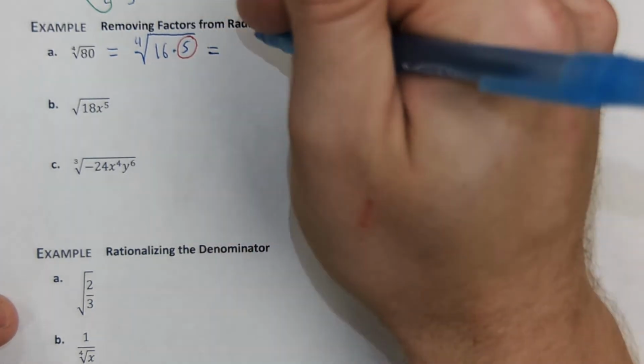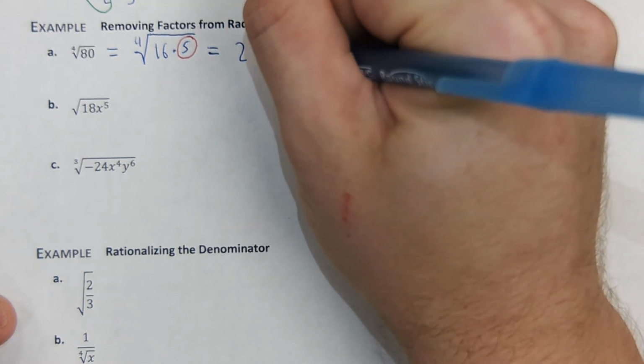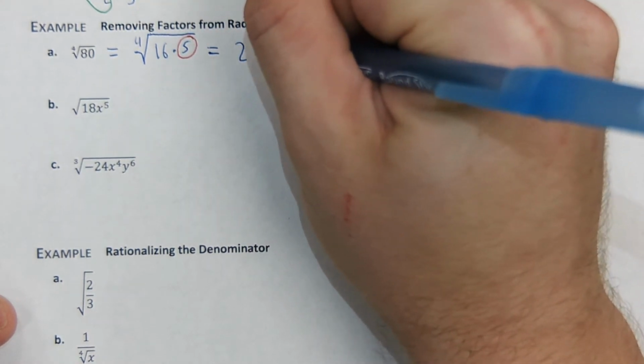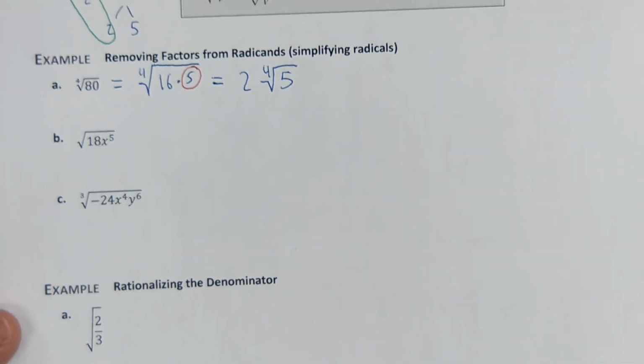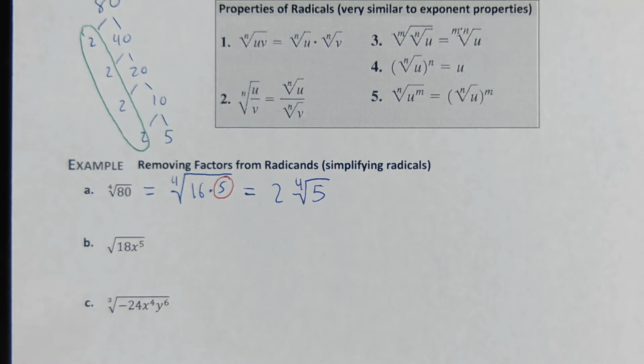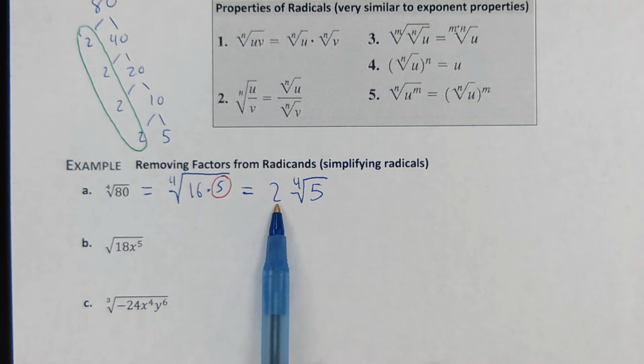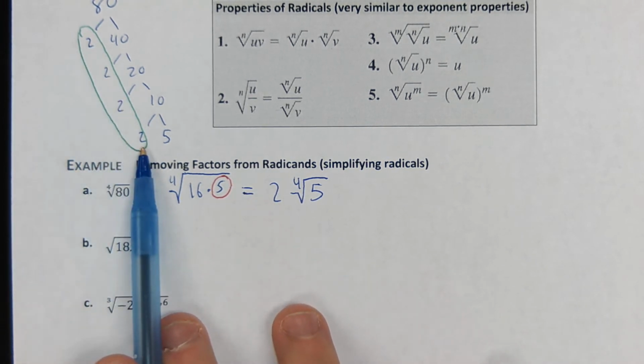Fourth root of 16 is 2. The 2 comes out front, leaving behind a fourth root of 5. And that one's finished. So if you need to break your numbers down, if it says a fourth root, then you're looking for a clump of 4 of those objects. If it says a third root, you're looking for a clump of 3 of those objects. So on and so forth. And you'll notice that when it came out, it was one of those.